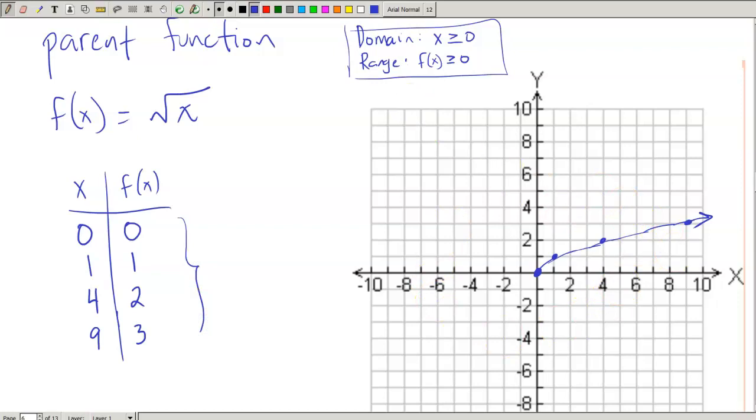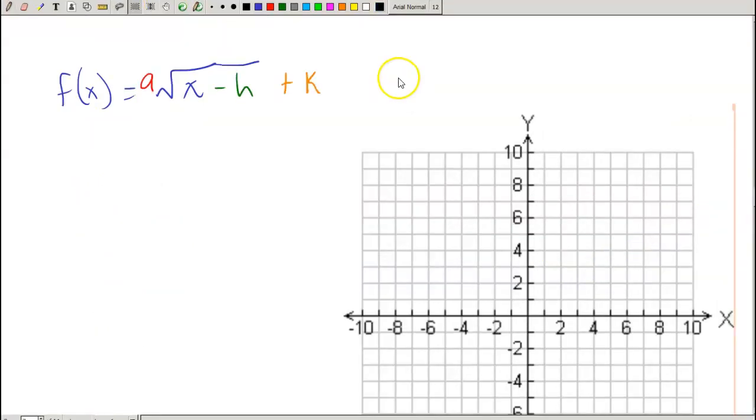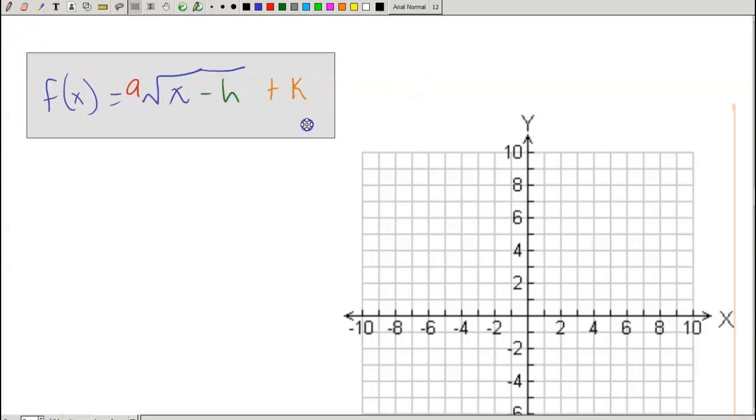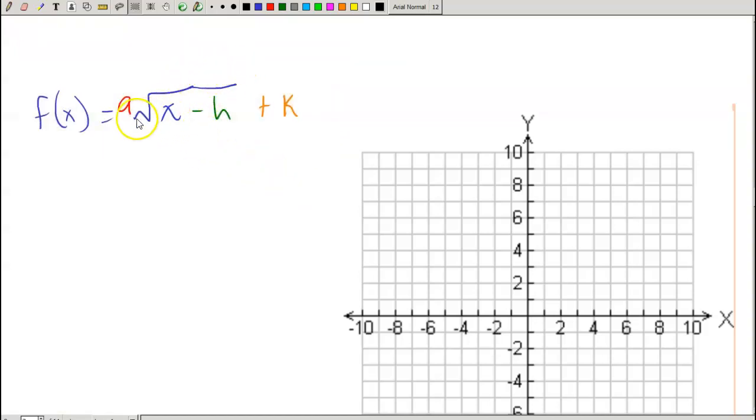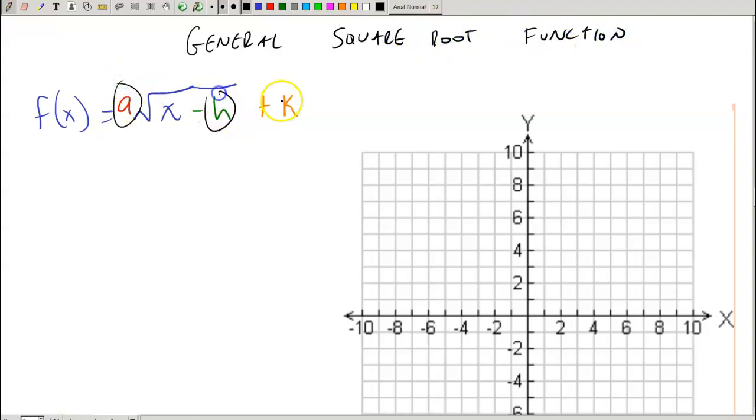So let's talk about some translations. Now that we know what the parent function looks like, let's look at a translated and transformed graph. Here's a square root function with 3 different parameters, a, h, and k, which is going to be very similar to looking at any other function and seeing the same effects. We'll call this a general square root function. We want to figure out what a, h, and k are, what type of effects those have on the graph, and how we can use that to our advantage.